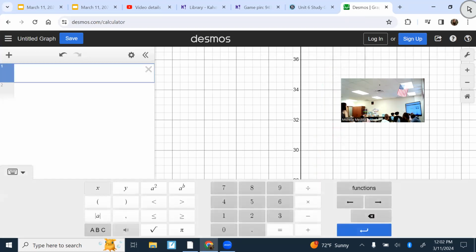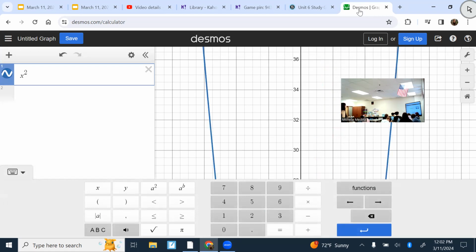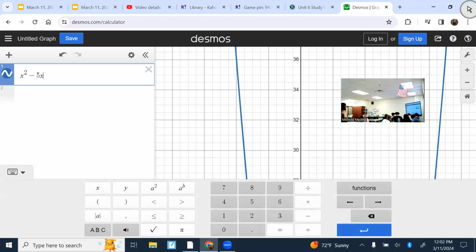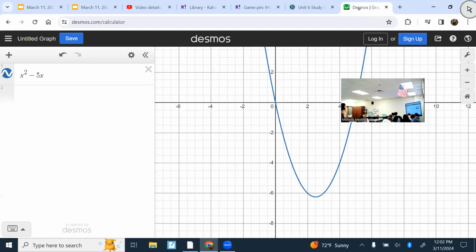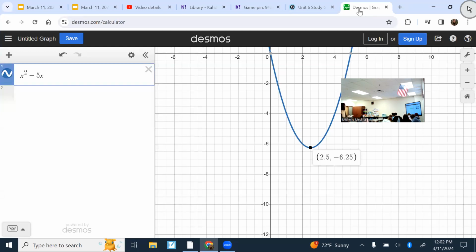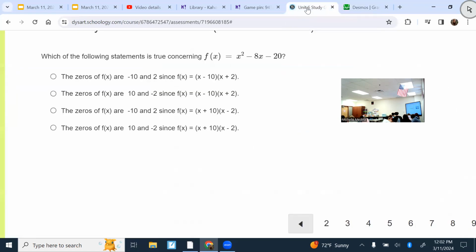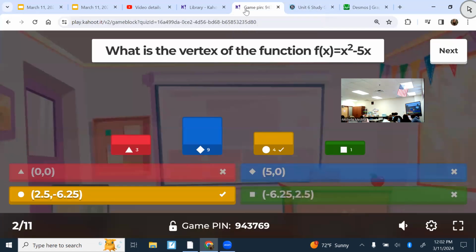And then what does vertex mean? The turning point of your graph. So yeah, Desmos can do a lot of this for you, but if you don't know what vertex means, that's the one thing you need to memorize, I guess, for that one. Turning point of the graph. Questions on that? Okay. So there's that. On to the next one.